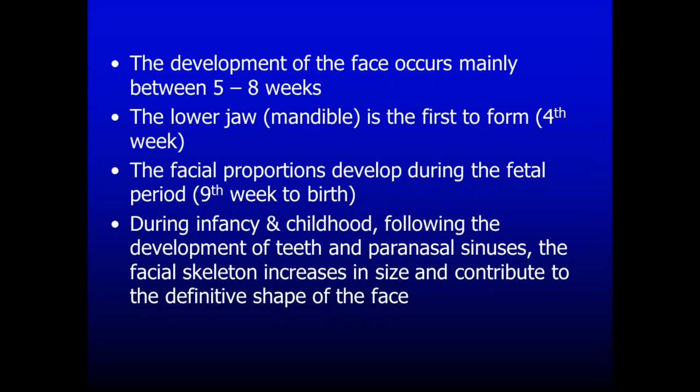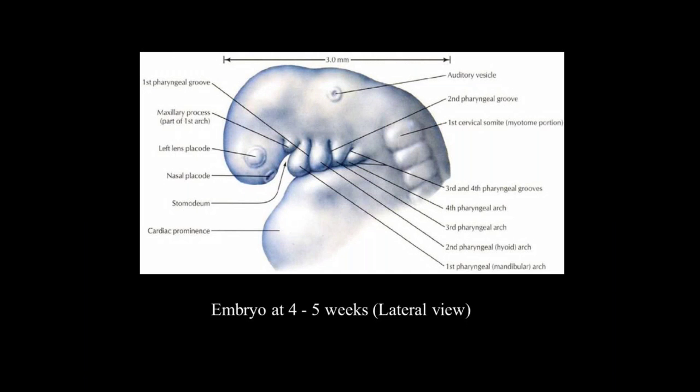The lower jaw or mandible is the first to form during the 4th week of intrauterine life. The rest of the facial proportions develop during the fetal period, that is the 9th week to birth. During infancy and childhood, various bones, paranasal sinuses, and facial skeleton keep on increasing in size and contribute to the definitive shape of the face.